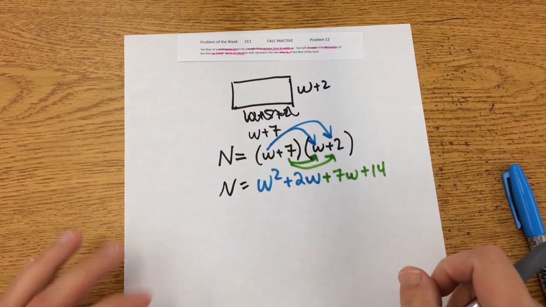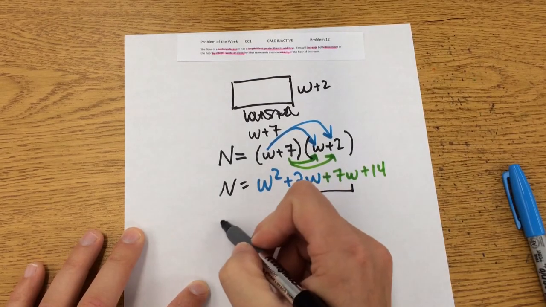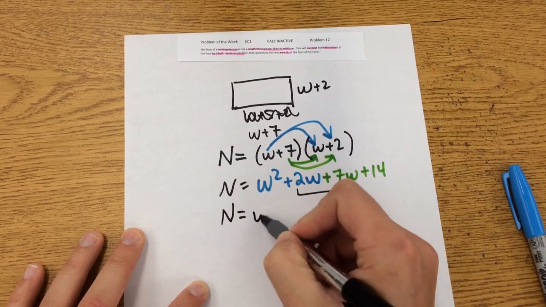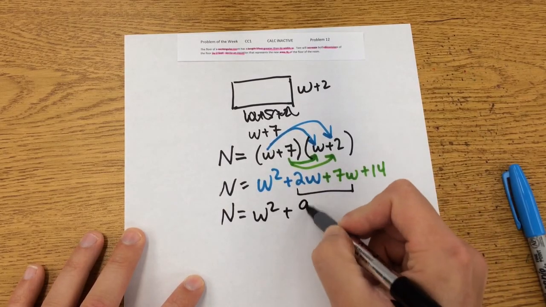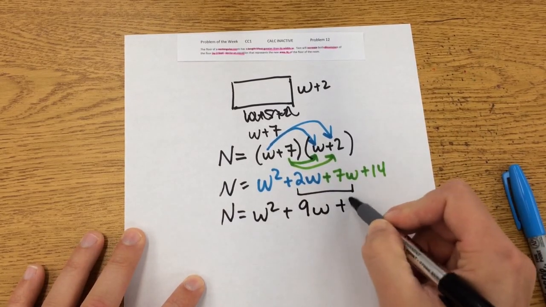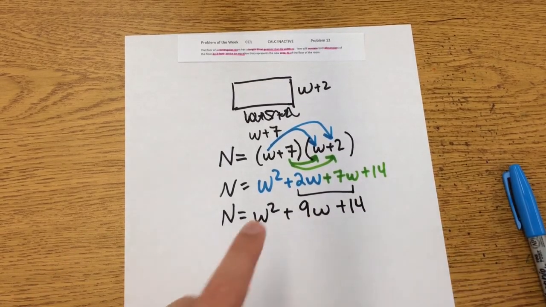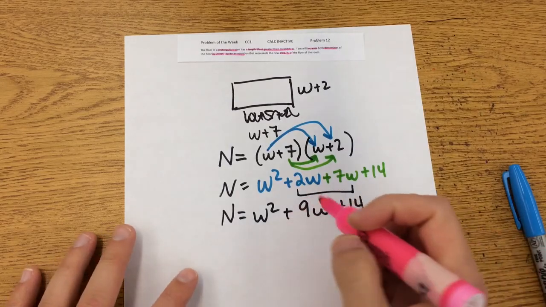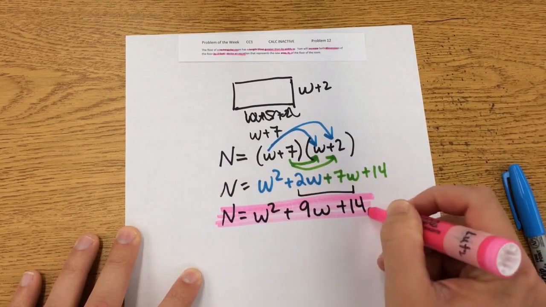Now I need to look for like terms. So this middle part, if you notice, they're like terms. So I can combine them. So N is equal to W squared plus 2W and 7W, that's 9W, plus 14. Now I don't have any more like terms because they don't have the same variable to the same power. So this right here would be my final solution.